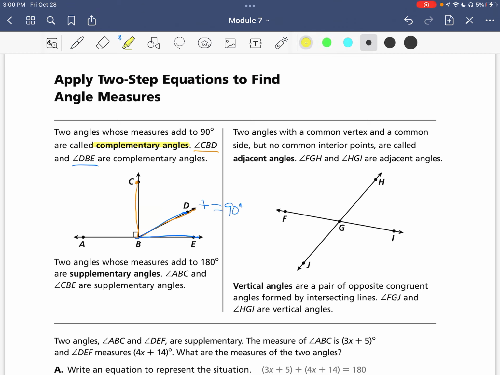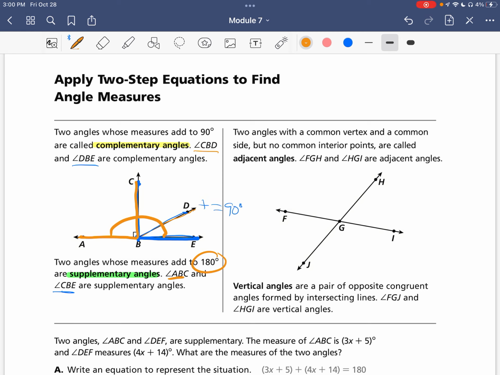Our other vocabulary word is supplementary. Supplementary angles are two angles that add up to 180. For example, angle CBE and angle ABC will give you 180 degrees.